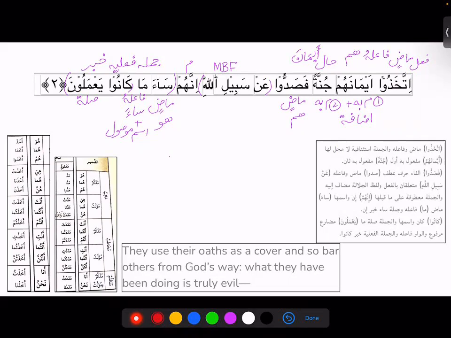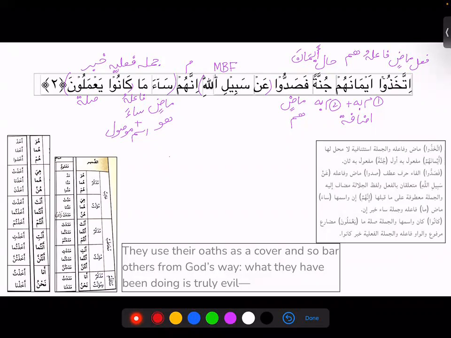Innahum, indeed they, sa'a, how evil, ma, what, kanu ya'lamun, they used to do. So kanu ya'lamun, basically, whenever kana and fi'l mudari come together, it gives the meaning of something happening in repetition, over and over. So how terrible was what they used to do. So that was the translation.